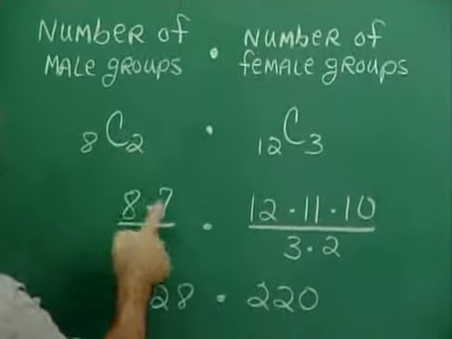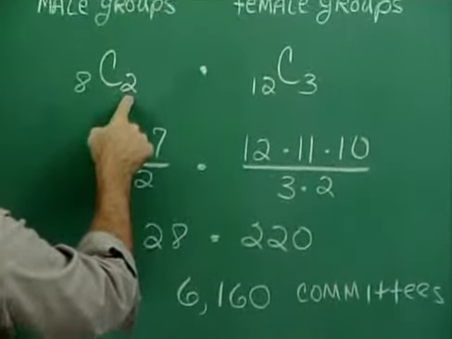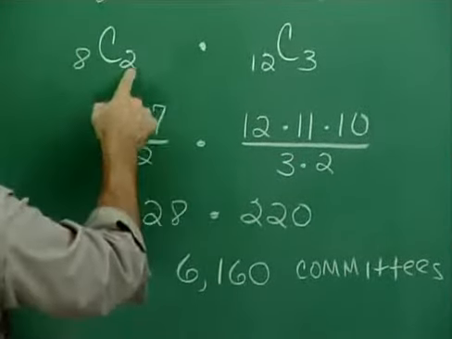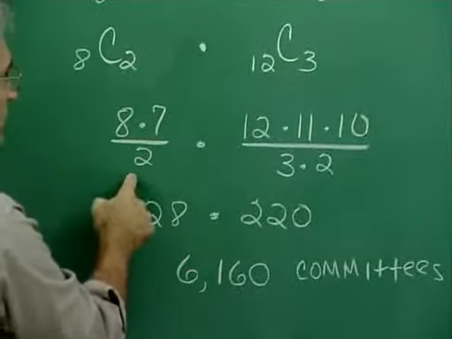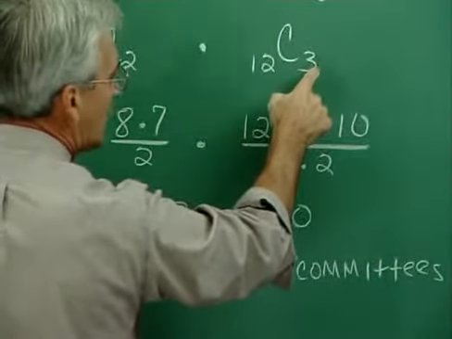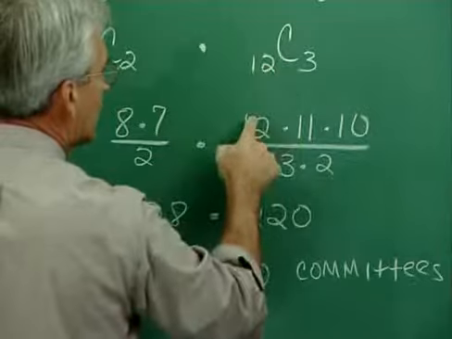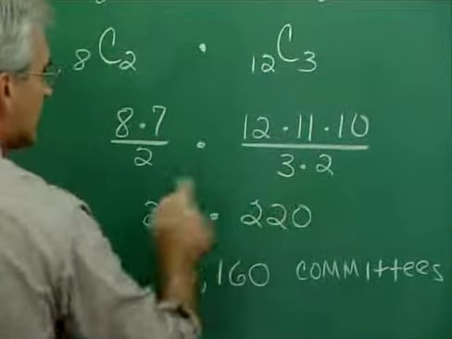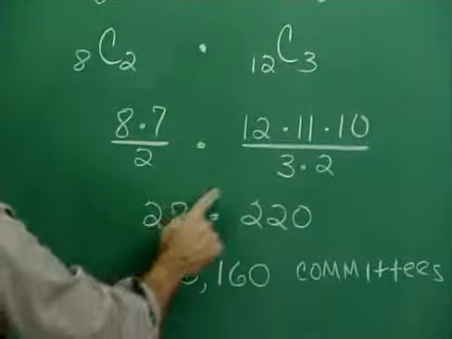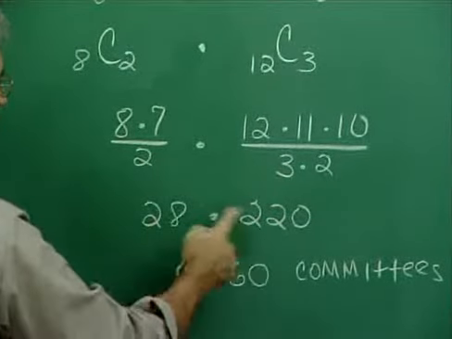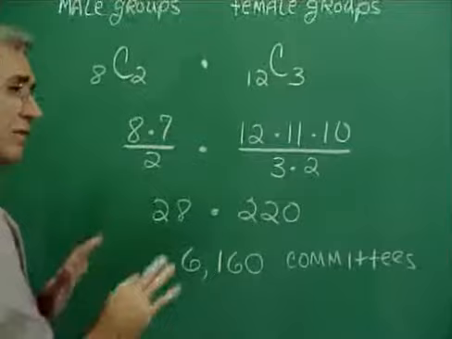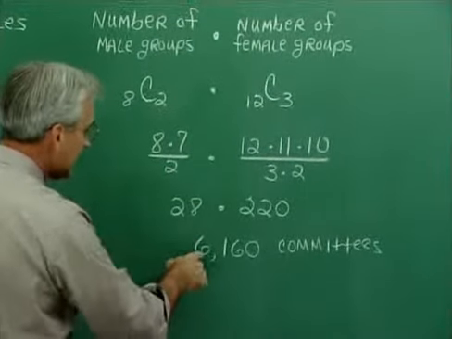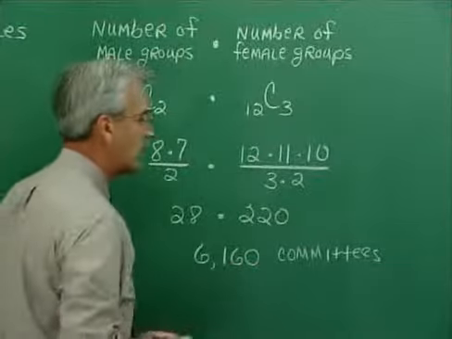But here we have, if we're doing it by hand, for this, it's 2 factors in the numerator starting with 8, so it's 8 times 7. In the denominator, it's 2 factorial, which is 2. For this one, it's in the numerator, 3 factors starting with 12, 12 times 11 times 10. In the denominator, it's 3 factorial, which is 3 times 2. This turns out to be 28. This turns out to be 220. Multiplying, we find that the number of committees that are arranged in this very particular way is 6,160.